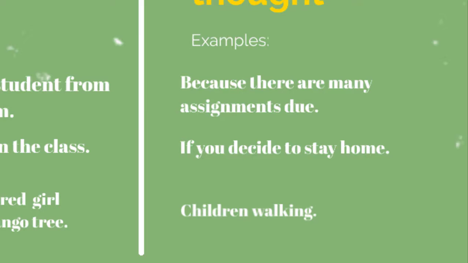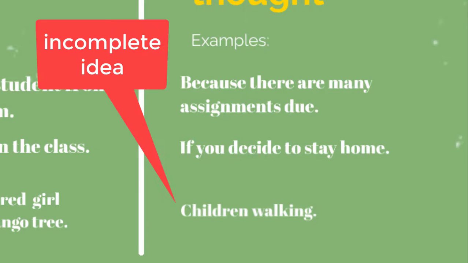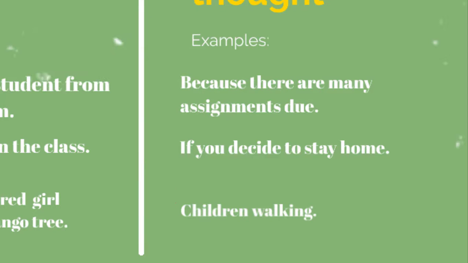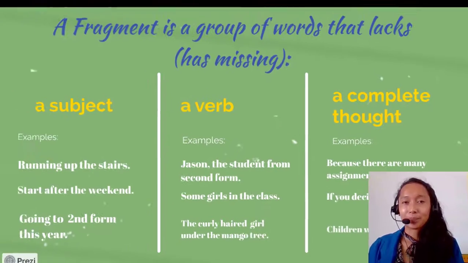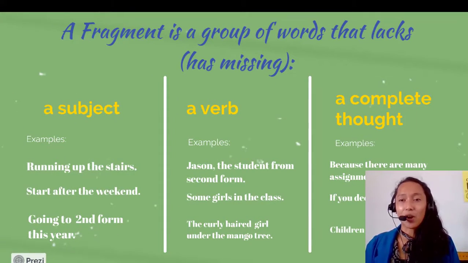The last example says children walking. Children is the subject, right? Walking is an action, but there is a lack of complete thought in that sentence. What about the children walking? What are they doing? These examples, as you can see, lack what we call a complete thought. So that's what fragments are.